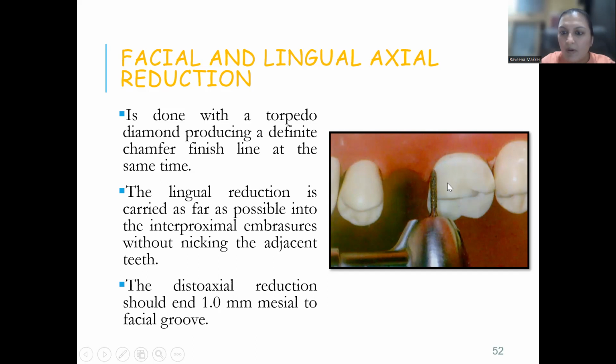See, this is the lingual reduction, which should be carried as far as possible into the interproximal embrasures. Now, the distoaxial reduction should end 1 mm mesial to the facial groove. Okay, this is the facial groove that is formed. So, the distoaxial reduction should not extend beyond 1 millimeter to the facial groove.